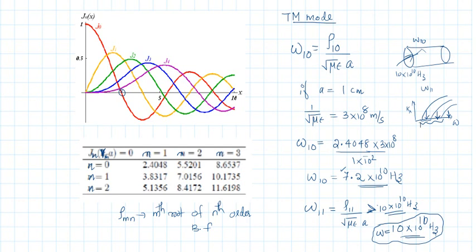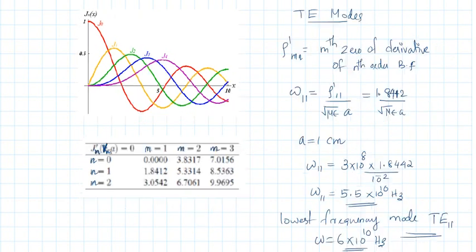So here this is the case. One is with the 7.2, other is greater than 10. We are giving a driving frequency 10. So only one mode will propagate through the waveguide. This is the case of TM. Then what is with the TE?